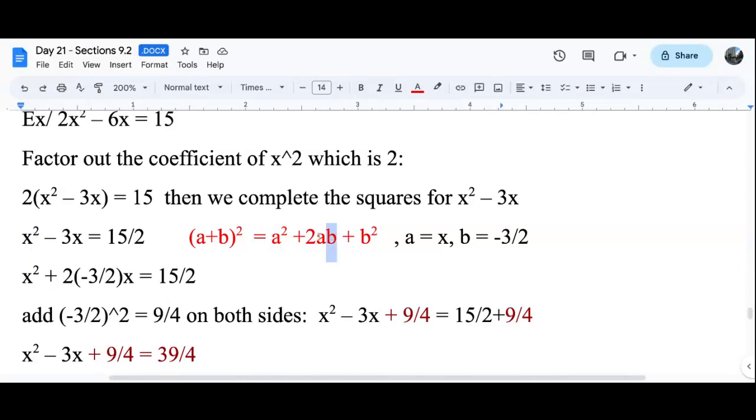A is x. What's b? The middle term has 2b in it. So this is the middle term. So this is negative 3x. Maybe I should write before this. So a equals x, negative 3x equals 2ab. Well, a is x, right? A is x. So this is x. That means 2b equals negative 3, or b equals negative 3 over 2. I hope this makes sense.